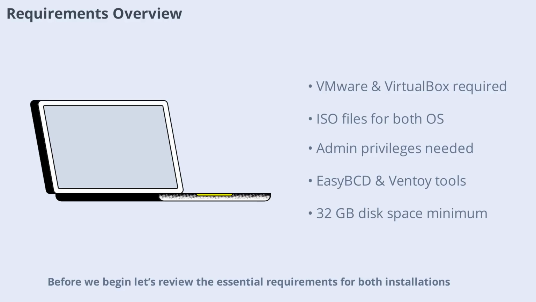For Windows 11 LTSC, you'll need VMware Workstation 15X or later, a Windows 11 LTSC ISO file, administrator privileges, EasyBCD for boot menu management, and at least 32 GB of free disk space. For Linux Mint Mate, you'll need VirtualBox 6.1 or newer, the Linux Mint Mate ISO, a Ventoy-enabled USB drive, the Ventoy vDisk boot plugin, and admin rights. Make sure you have all these tools and files ready before proceeding.